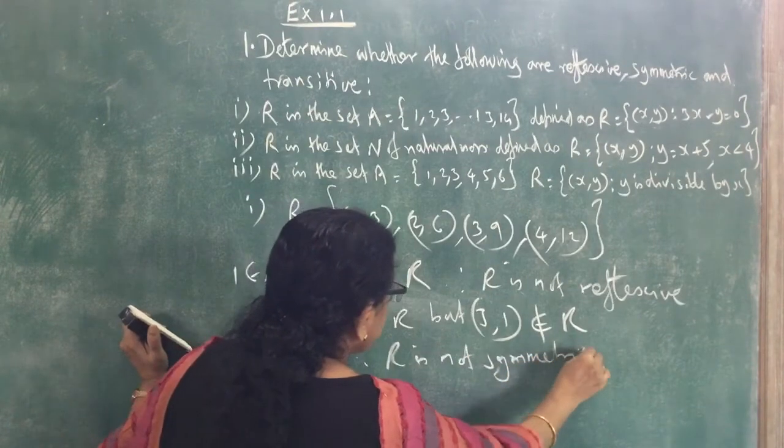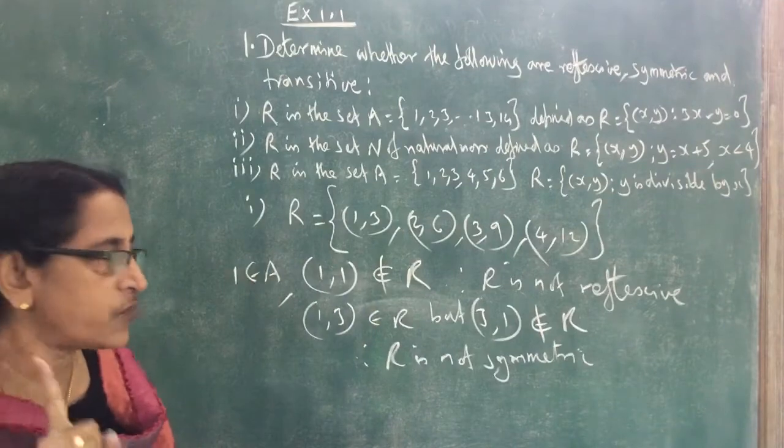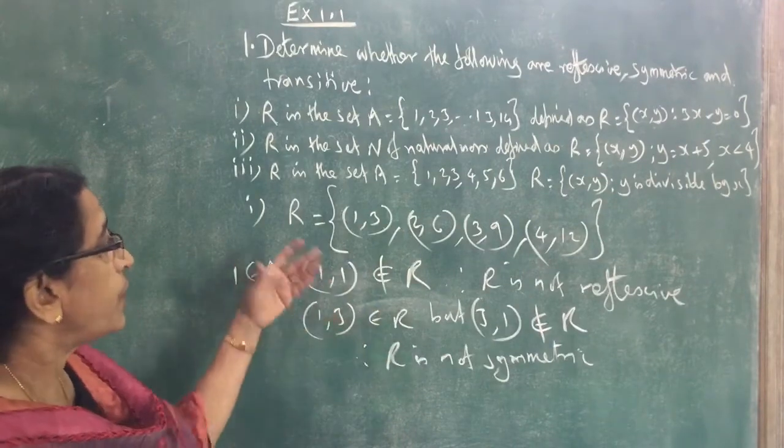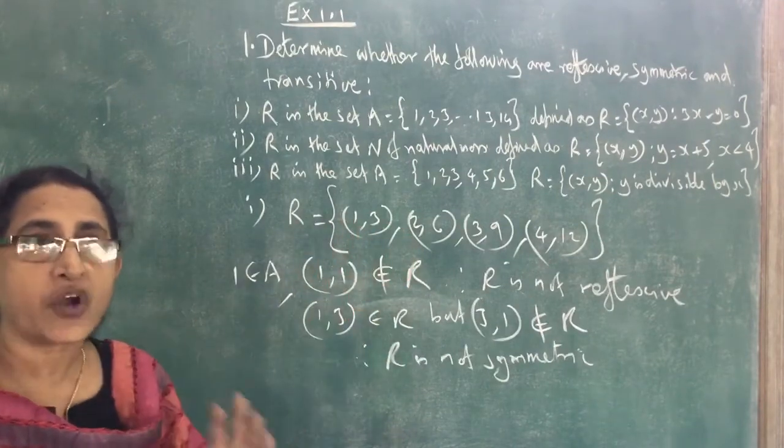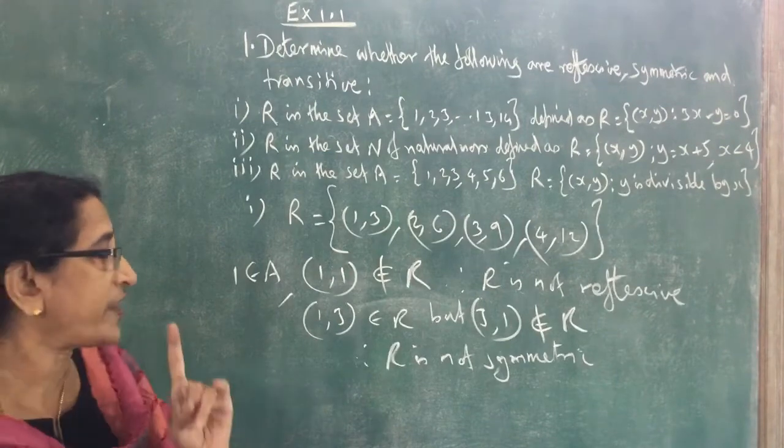Therefore R is not symmetric. So just to show with one example, only one example. Now transitive. Is it transitive? If it is not transitive, write with one example, show one example.